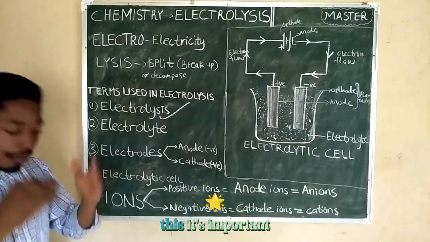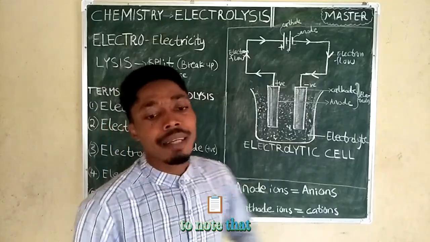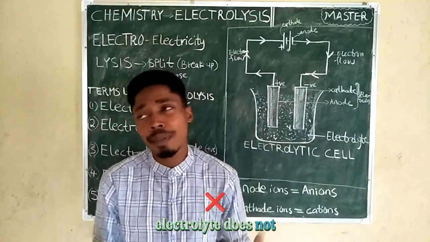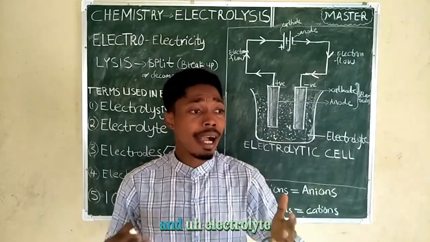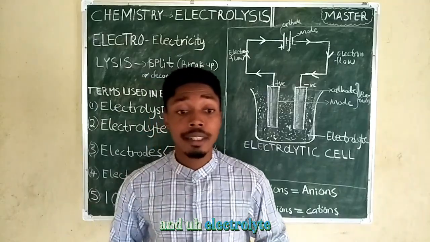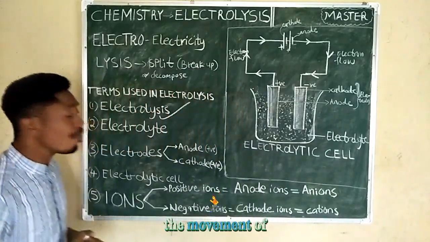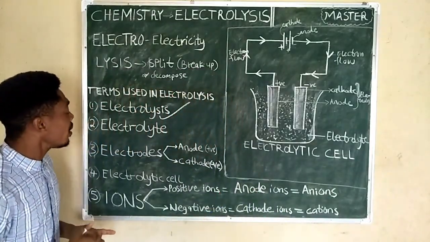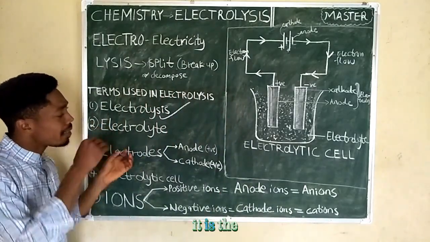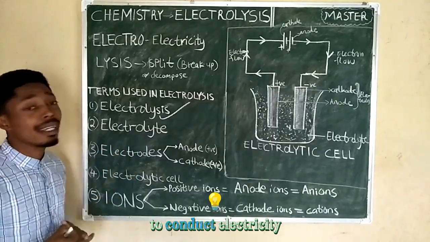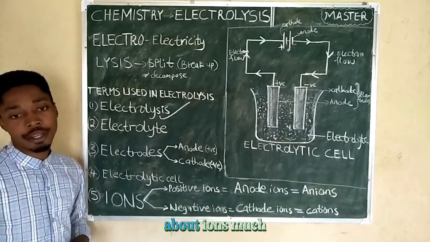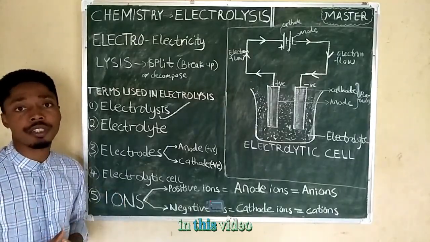In addition to this, it's important to note that a non-electrolyte does not behave in this manner. An electrolyte conducts electricity by the movement of ions. It is the ions present in an electrolyte that cause an electrolyte to conduct electricity. We will talk about ions much later on as we proceed in this video.